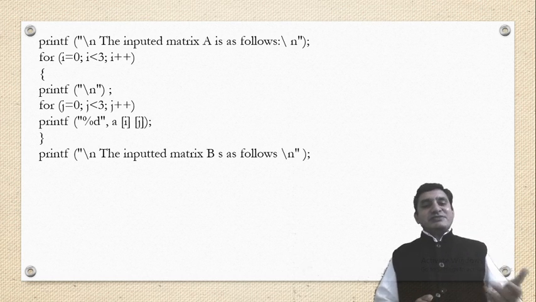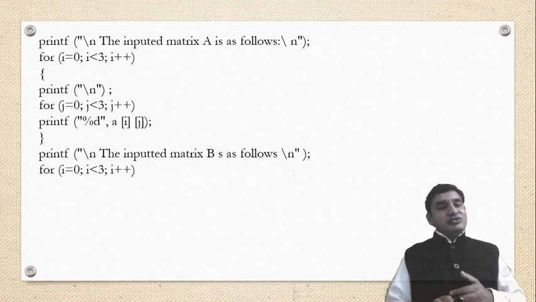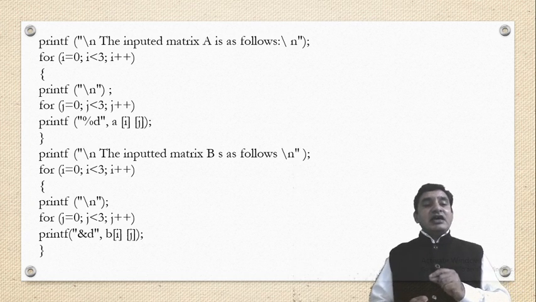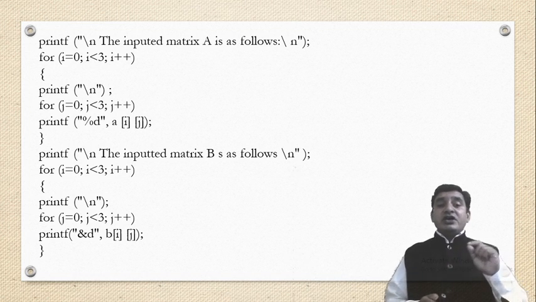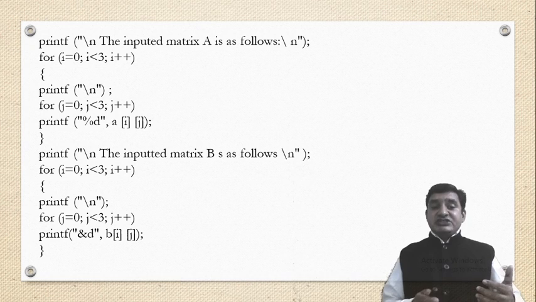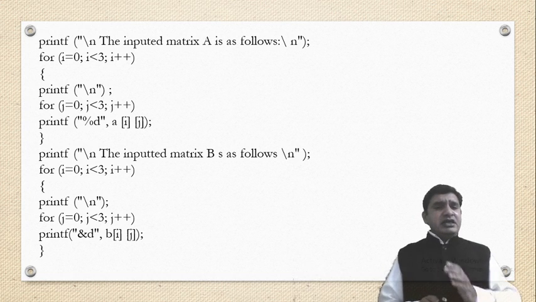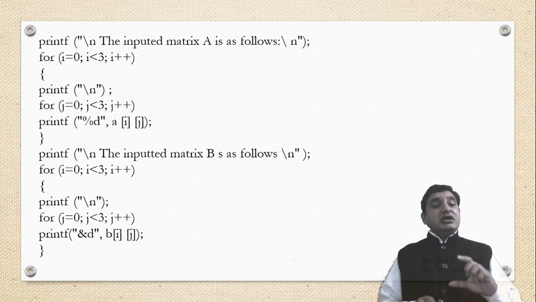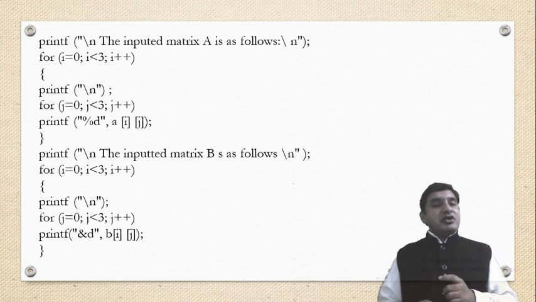Okay, now we have to display the input elements of matrix B on the screen. Again we use the same case, for i is equal to 0, i is less than 3, i is incremented. Printf \n is used for a new line. For loop j is equal to 0, j is less than 3, j plus plus. Printf percentage d is used to display matrix B on the screen. So matrix A and matrix B are displayed on the screen by using these two parts of the program.